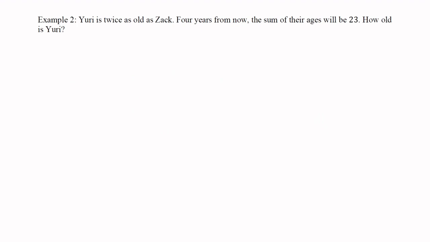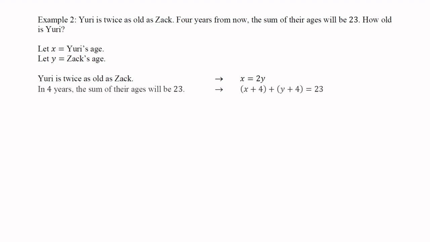Yuri is twice as old as Zach. 4 years from now, the sum of their ages will be 23. How old is Yuri? So let's let x be Yuri's age and y be Zach's age. Yuri is twice as old as Zach. So if you take Zach's age and multiply it by 2, you get Yuri's age. So x equals 2y.